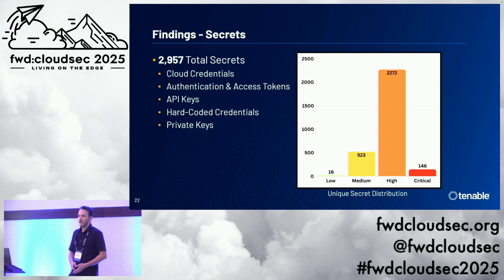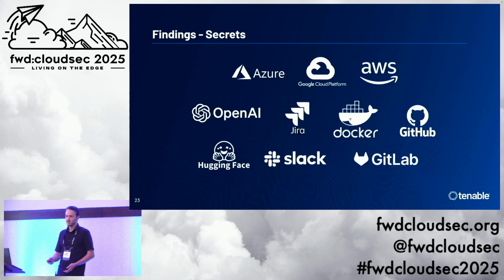that we scanned. And of those, there were plenty of interesting categories, be it cloud credentials, authentication tokens, API keys, even hard-coded credentials and private keys. Again, these are some of the examples of different types of secrets we were able to find. Authentication for all three major cloud providers, AI tokens, Docker configurations, Git private access tokens, you name it.